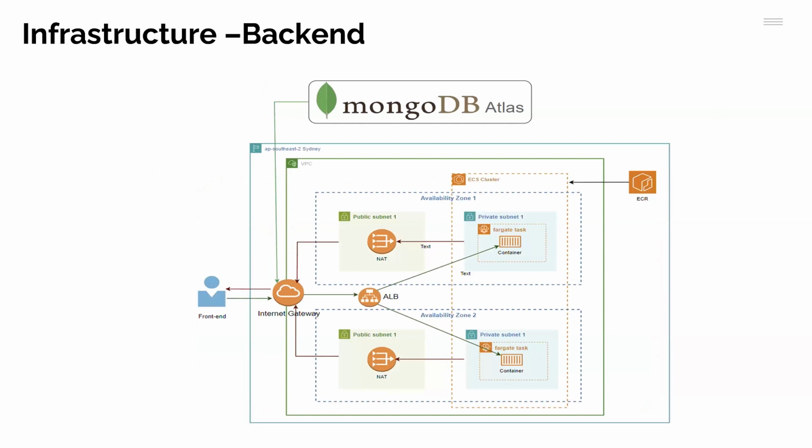And this is our backend infrastructure. We use the AWS VPC service. In this network, the ECR service stores the Docker images of the backend program, and the ECS cluster uses the Docker images in the ECR to create Docker containers, run backend services, and automatically scale up or down the number of container instances when needed. The backend program is connected to the MongoDB Atlas database.